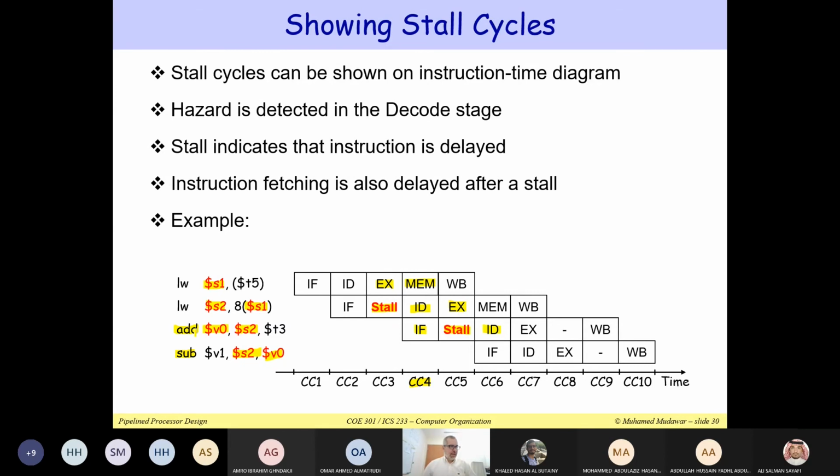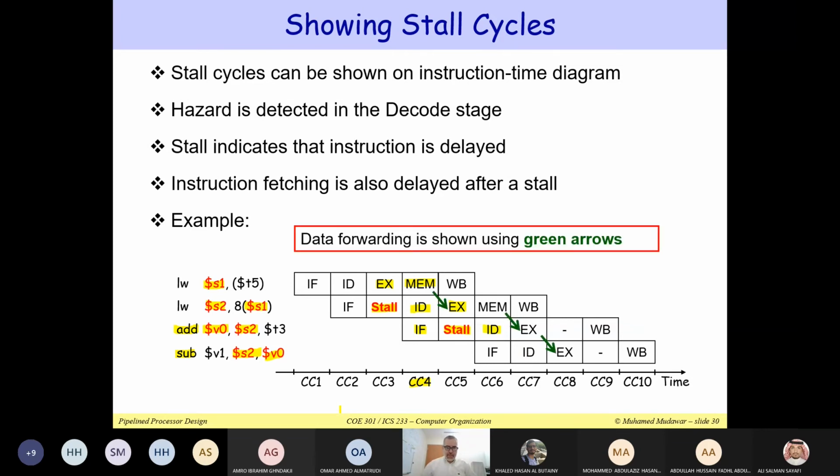So we can forward immediately without the need to stall. So there is no need actually for stalling the pipeline when you go from the add to the subtract. Now notice the forwarding here, how it's really happening. I'm showing it with green arrows.